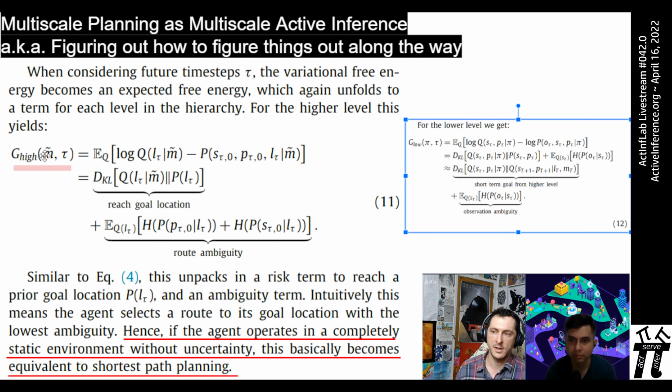And so here, there's that same risk plus ambiguity, but now it's being applied to the decomposition between the high and the low. And so similarly to equation 4, this unpacks in a risk term to reach a prior goal location and an ambiguity term. Intuitively, this means the agent selects a route to its goal location with the lowest ambiguity. Hence, if the agent operates in a completely static environment without uncertainty, this basically becomes equivalent to shortest path planning.